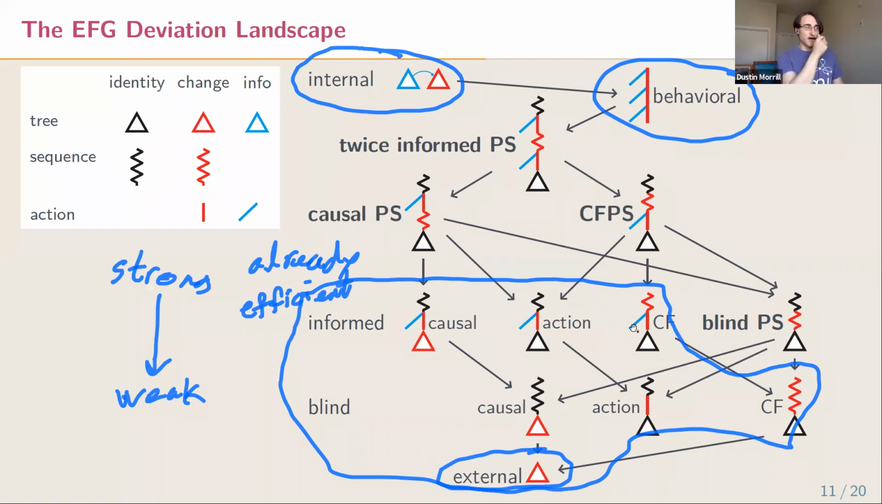One thing to notice about this set of deviations is that there was no set of deviations that were both efficient and captured all of the relevant strategic information. So for example, this top row of deviations, they're all distinct. None of them subsume each other.